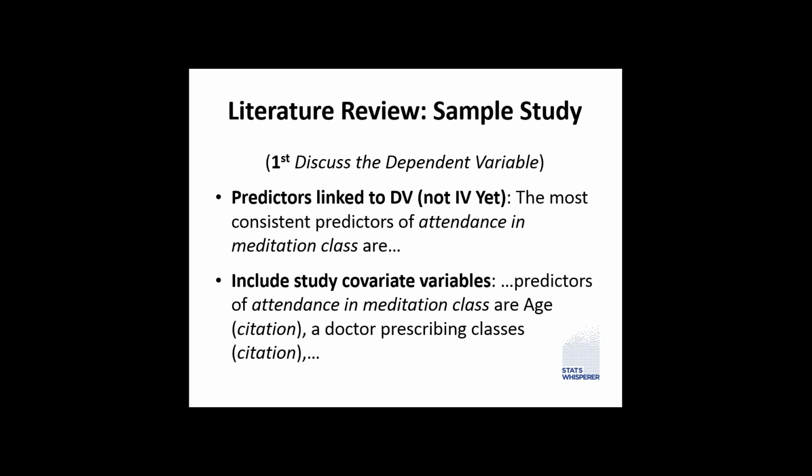So then we might discuss the factors that are linked to attending. One of the most consistent predictors, say, is availability of the class in the community and things like that. But don't discuss the independent variable yet. That's for part 3. But do include the covariate variables. So we discuss what's associated with attendance, such as age, we have our citations, doctors prescribing classes, we have our citations.